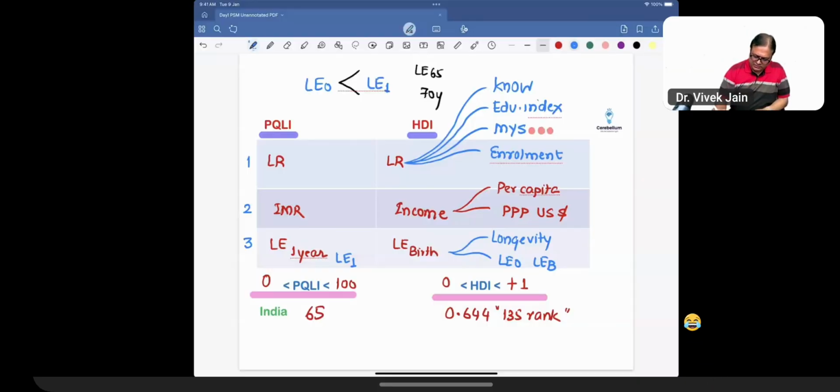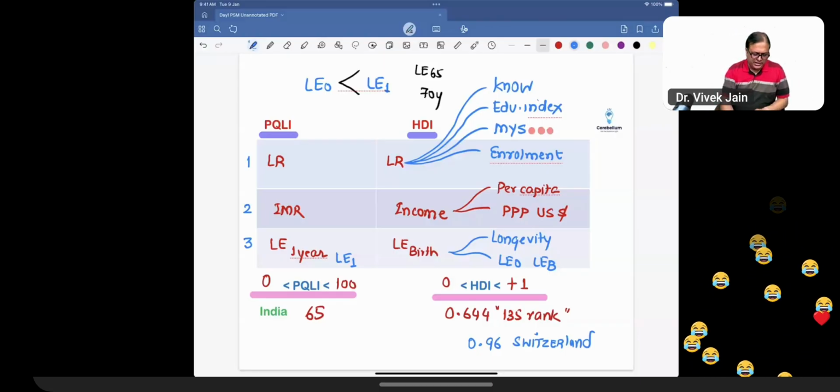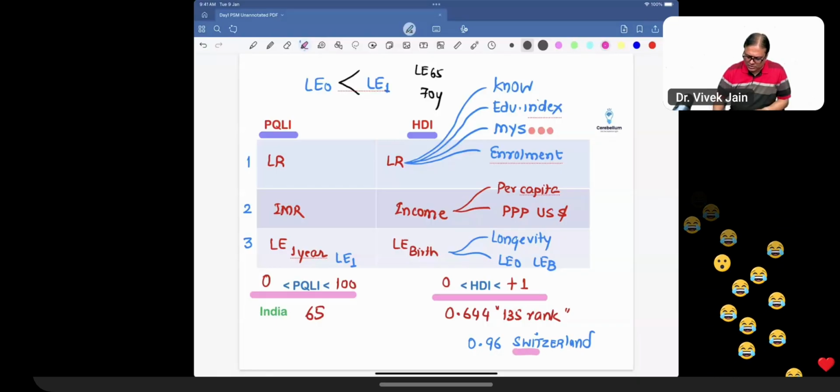Which country has the highest development? 0.96 is Switzerland. So earlier, for the last 10 years, it was Norway, right? So last year I went to Norway to check it, but then they declared Switzerland. So before your class, I took a trip to Switzerland and I confirm it is correct, right? So Switzerland is indeed the most developed country of the world, rank one.